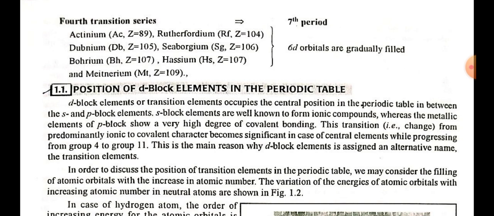In order to discuss the position of transition elements in the periodic table, we may consider the filling of atomic orbitals with the increment in atomic number. The variation of the energies of atomic orbitals with increasing atomic number in neutral atoms is shown. In case of hydrogen atom, the order of increasing energy for the atomic orbitals is determined by the value of principal quantum number n.